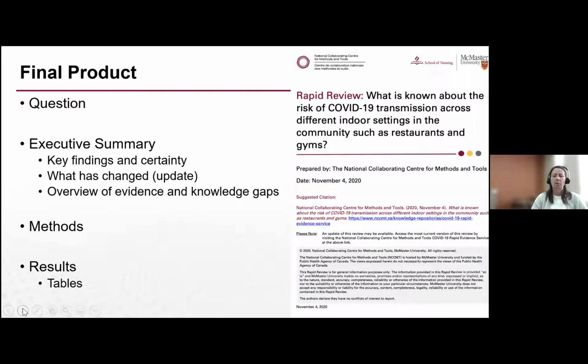And then the final product looks quite a bit different from anything we would have done before in terms of your traditional type of write-up. The question is right up front on the front page in the title. We have an executive summary that's usually no more than 2 pages long that looks at the key findings identifying the grade or the certainty. If it's an update to a previous review, we also start with what has changed, a paragraph about what has changed since the previous review. And then we have a section on the overview of the evidence and any knowledge gaps. Then we provide information around our methods with links to additional documents that give more detail about the methods if needed.